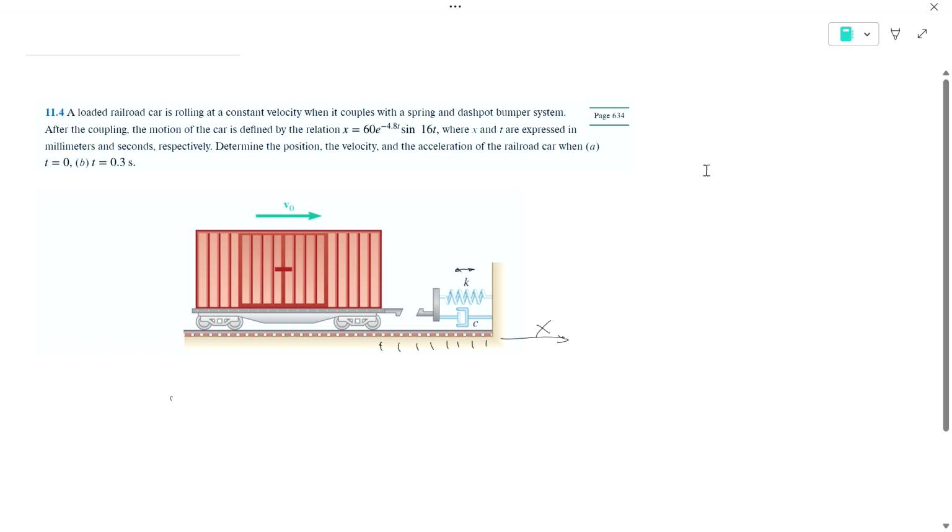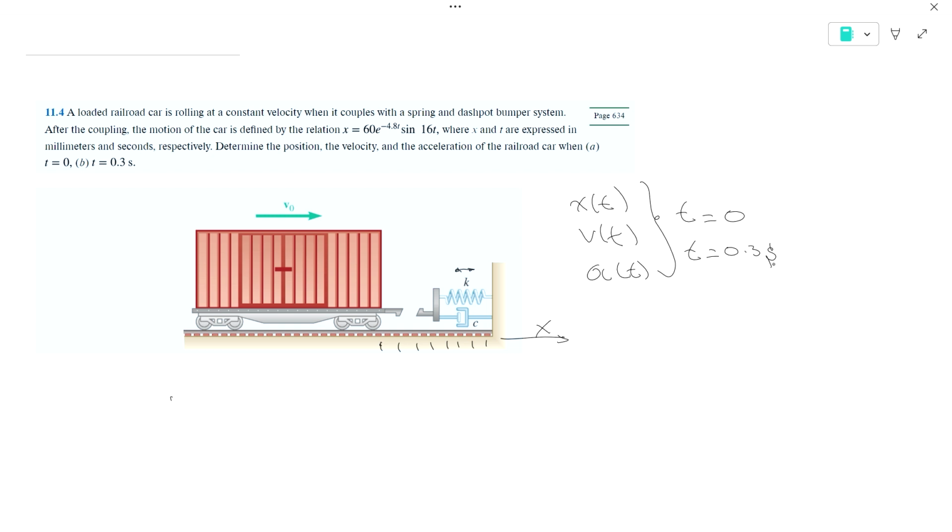All right, so they're telling us to find the position. What's x as a function of t? What is the velocity as a function of t? And what is the acceleration as a function of t? And that all has to be done for when t equals 0 and when t equals 0.3 seconds, 300 milliseconds.